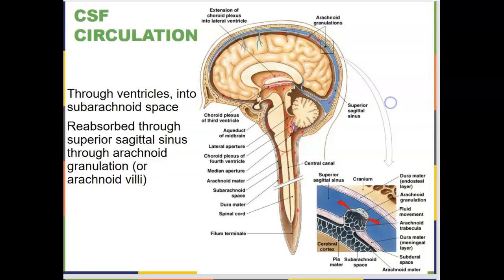So the circulation of cerebral spinal fluid is essential to cushion the brain. So here's the third part of the third ventricle over here, okay? Cerebral spinal fluid's made right here in this third ventricle space. It enters the superior sagittal sinus where it circulates around. So all the blue represents cerebral spinal fluid.